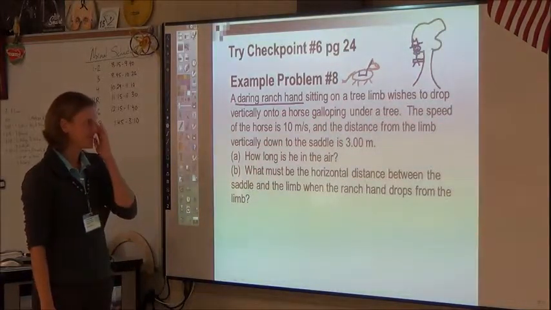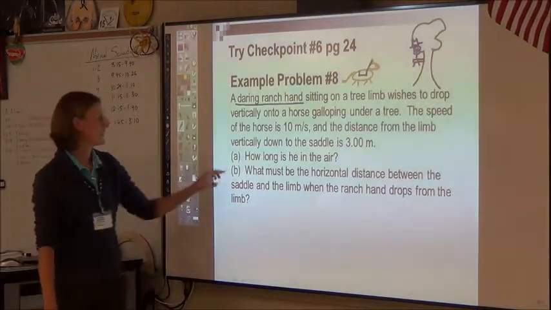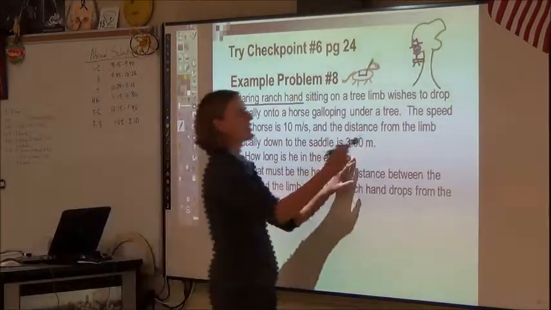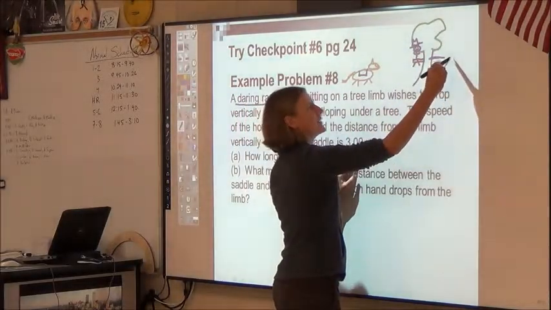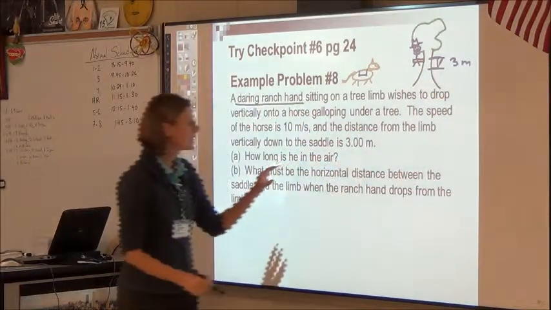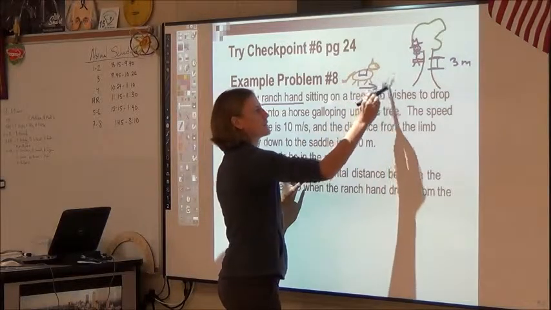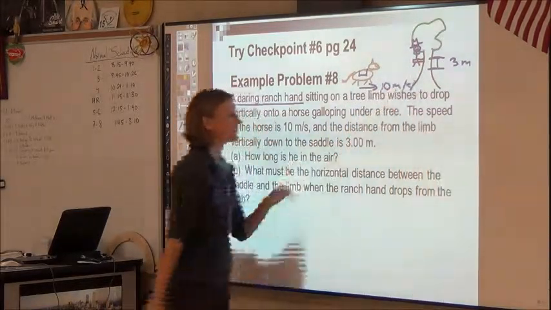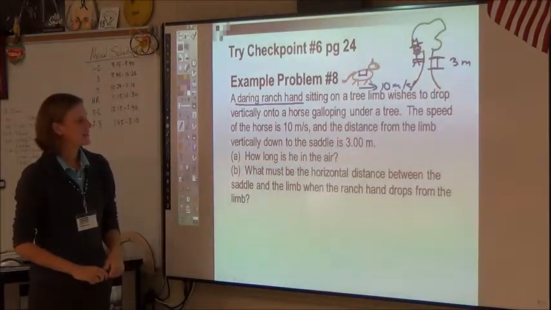I'll accept that. All right, the speed of the horse is 10 meters per second, and the distance from the limb vertically down to the saddle is 3 meters. So like from here just to here is 3 meters. And the horse is going 10 meters per second. Okay, question A, how long is he in the air?